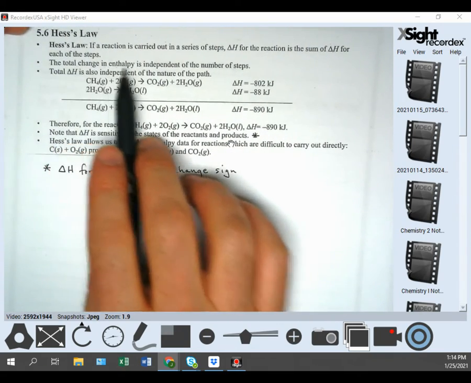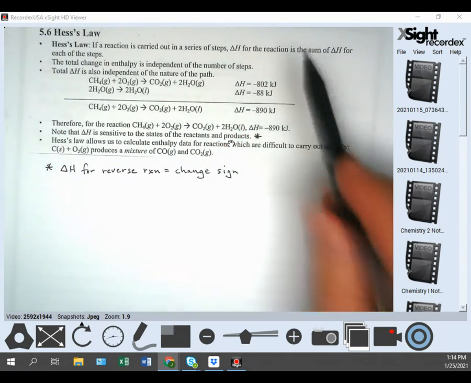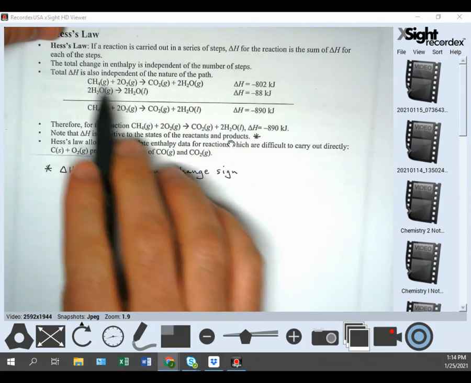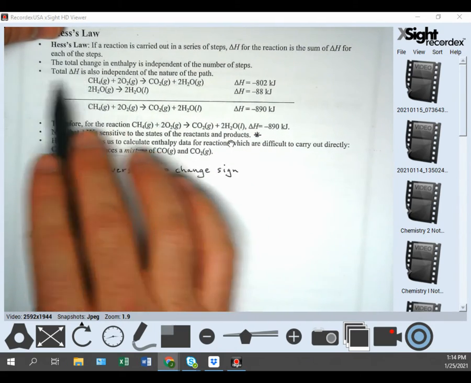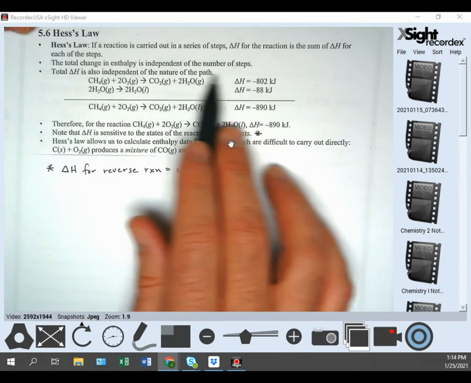So that's kind of what they're saying here. It doesn't depend on the number of steps or even how those steps go, other than to say your total beginning energy and your total ending energy are what you look at to find the change in enthalpy overall. Okay, so that's what this next part is saying too. The total delta H is also independent of the nature of the path.